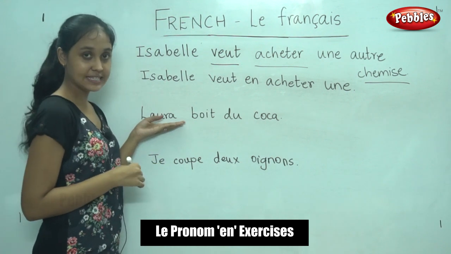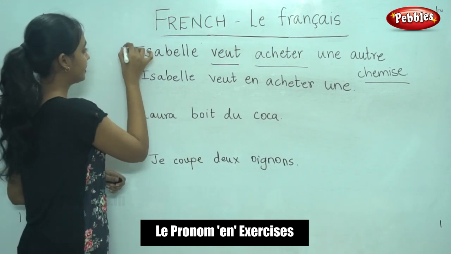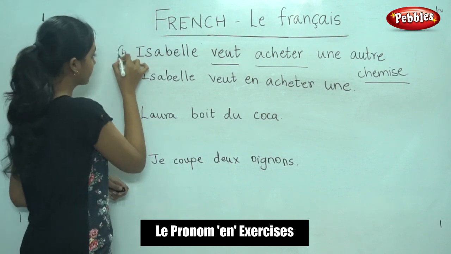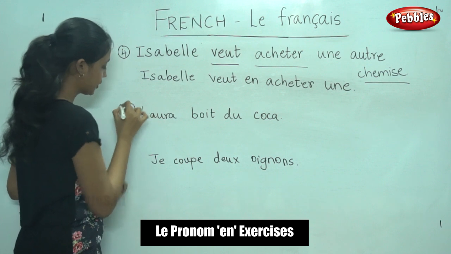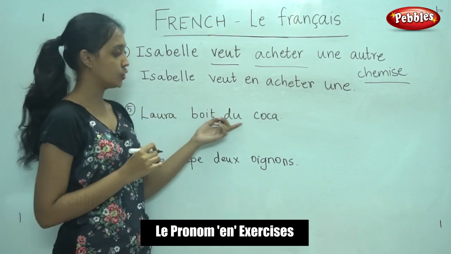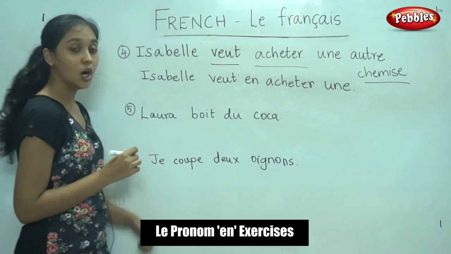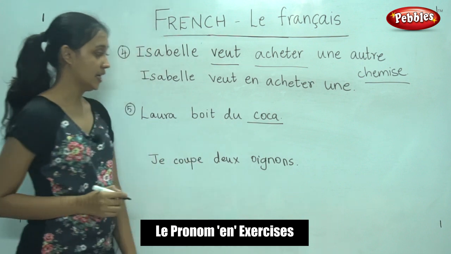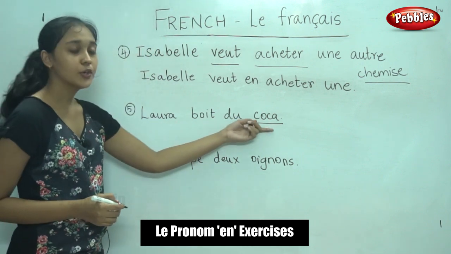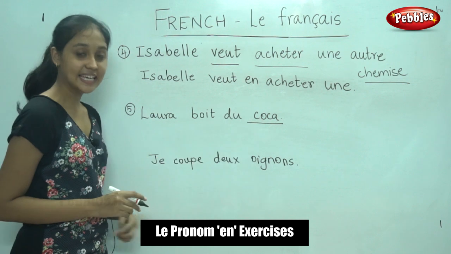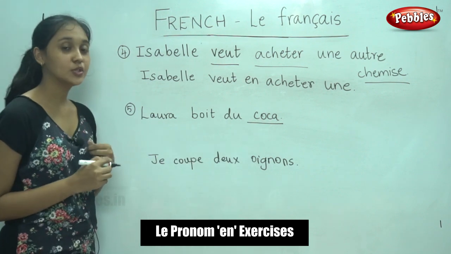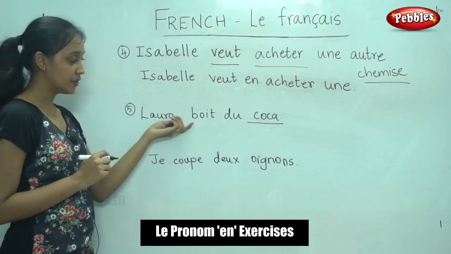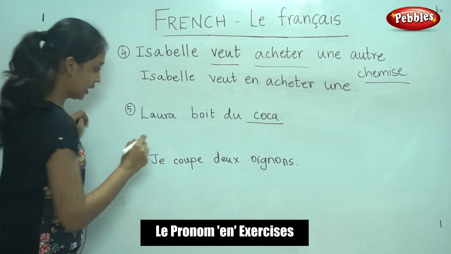Shall we move on to the next sentence? So this would be sentence number 4. The 5th sentence, Laura boit du coca. So what is the noun we are going to replace here? It is this. Now we are going to replace it with en. And where do we place en? Before the verb. The verb in this sentence is boit.